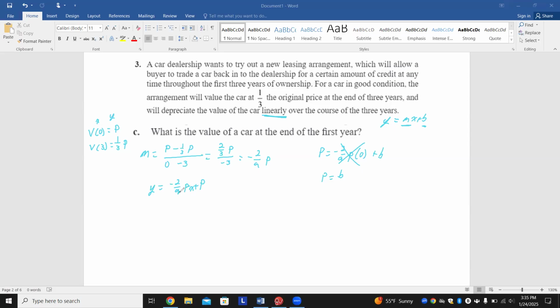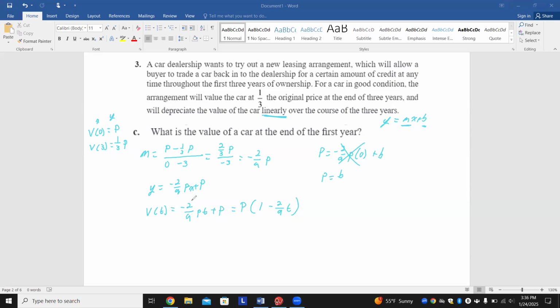Keep this in function notation. We'll say v of t for time. And so this is going to be -2/9 pt plus p. And then we're going to factor out a p to clean this up. So we'll factor out a p, and I'm going to rewrite this so that I have p times 1 minus 2/9 t. And so this is the form they're looking for, even though this right here is completely correct as well. So now we have an equation.